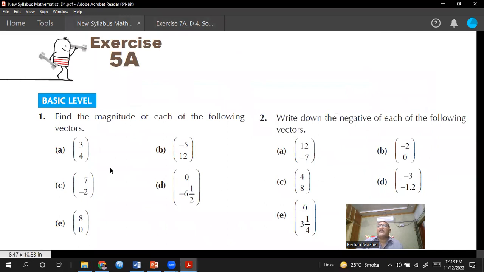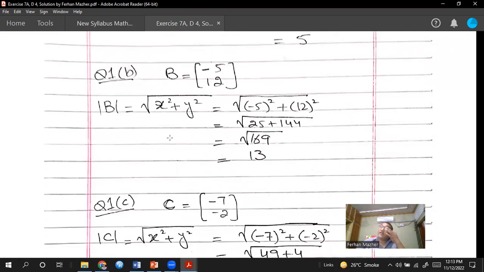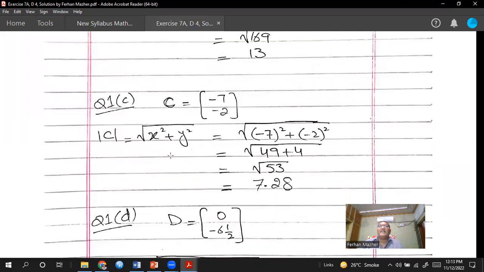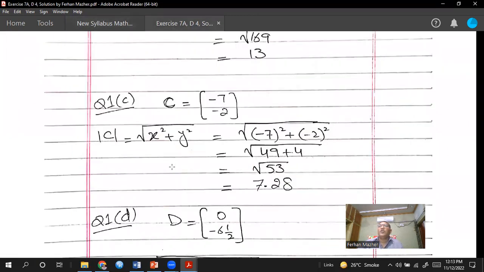In the second part, we have minus 5 and 12. So we will go minus 5 square and plus 12 square. It will be 25 plus 144. That will be 169. So when you take a square root, it will be 13. And the next one is the C part, in which we have minus 7 and minus 2. So we will have square root of x square plus y square. This is how you find the magnitude. The square of minus 7 and the square of minus 2, we add them, 49 plus 4, and that will be 53. Square root of 53 is 7.28.